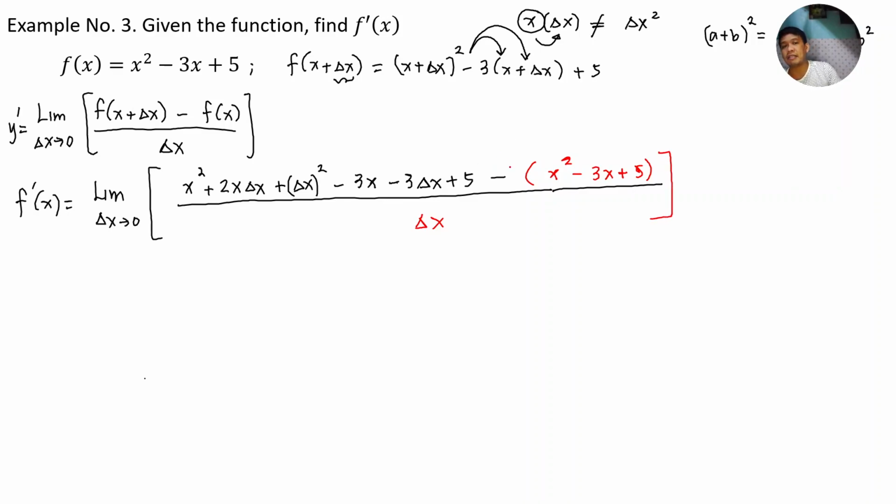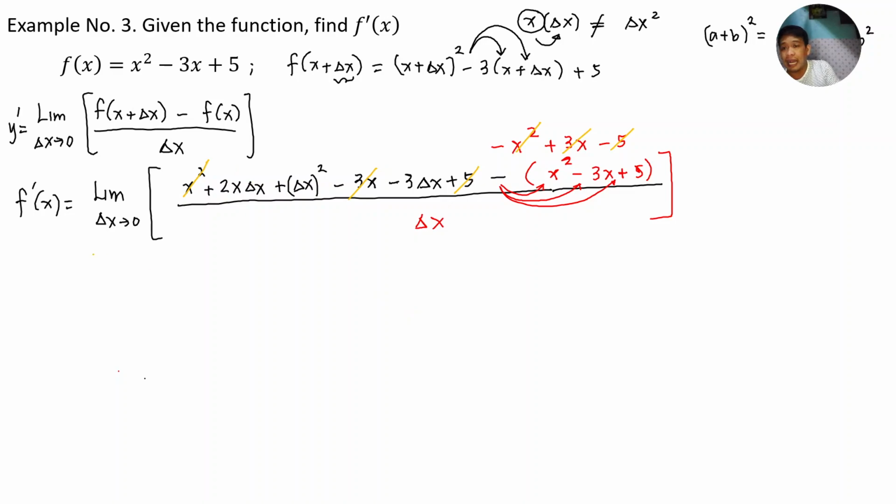So if you simplify by distributing this negative in each of the terms inside the parenthesis, magiging negative x squared, magiging plus 3x, magiging negative 5. So again, dinistribute lang natin yung negative in each of the terms inside the parenthesis. So what happens to x squared? That cancels out because x squared minus x squared is 0. Then negative 3x and positive 3x cancels out. 5 cancels out with negative 5.